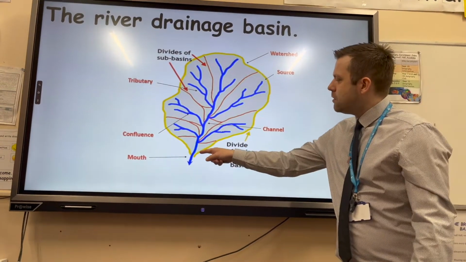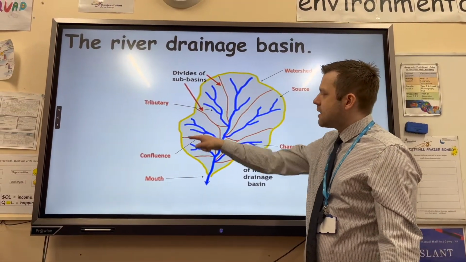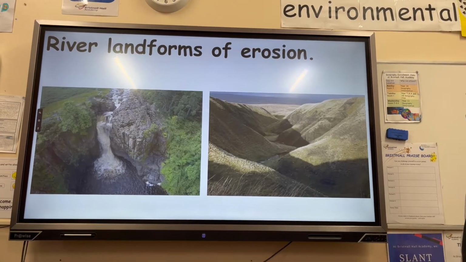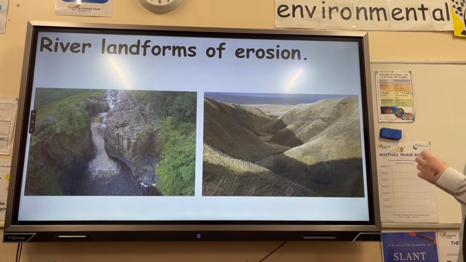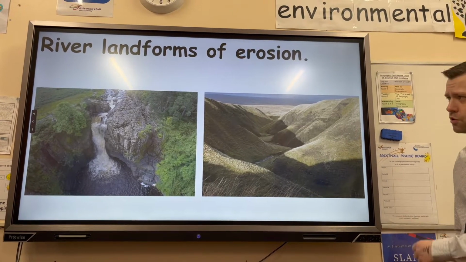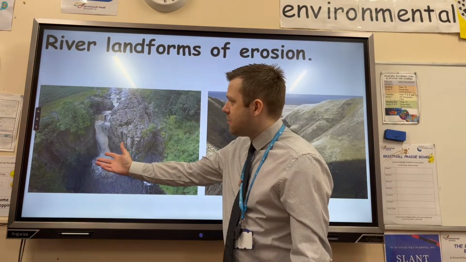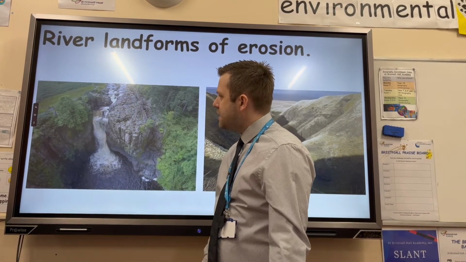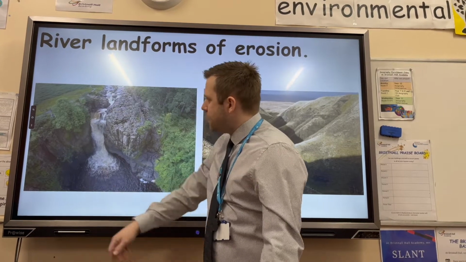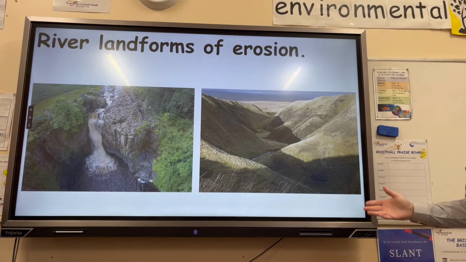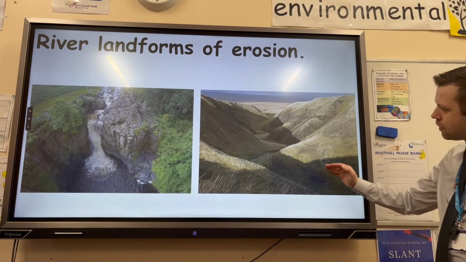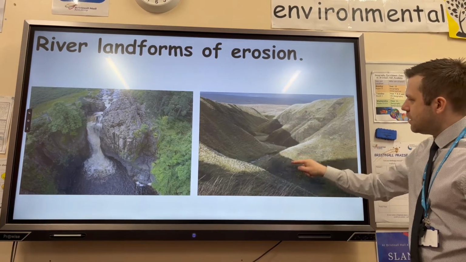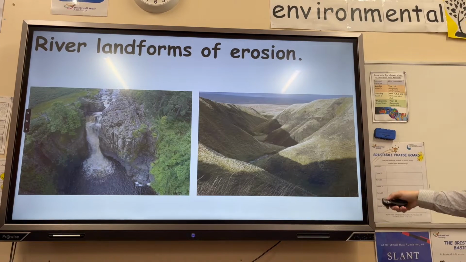Another word that we need to be familiar with is the watershed, and this is basically an imaginary line that separates one river drainage basin from the next. River landforms of erosion. Rivers erode the land and create significant and also beautiful landforms. If we look at this photograph here of High Force on the River Tees, this huge waterfall has carved its way through the landscape, leaving a gorge behind it and this beautiful vertically descending waterfall. And on the right we have got interlocking spurs, but if you look closely you can see the river has wound its way, eroding as it goes, leaving these huge hills called spurs, interlocking a bit like a zip.